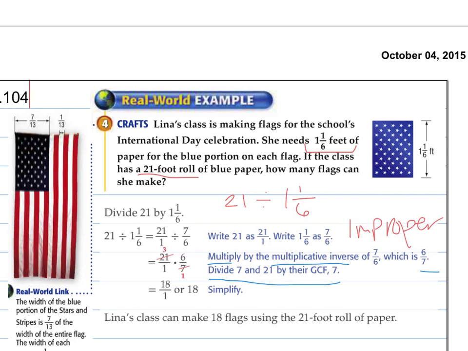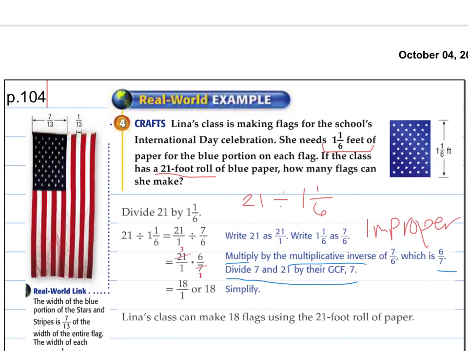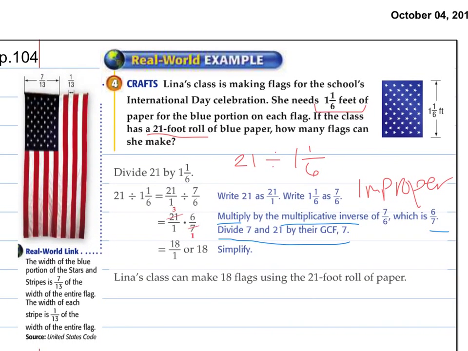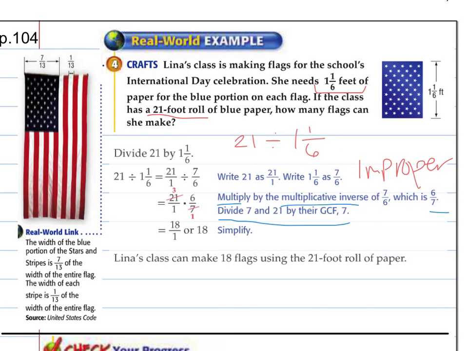So we had 3 times 6, which is 18, and 1 times 1, which is 1, simplified for 18. Since the word problem has a meaning, Lena's class can make 18 flags using the 21-foot roll of paper.